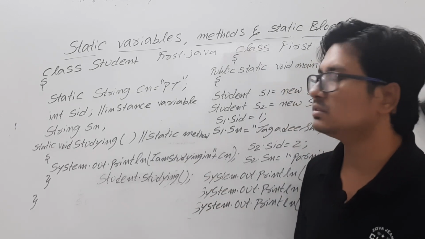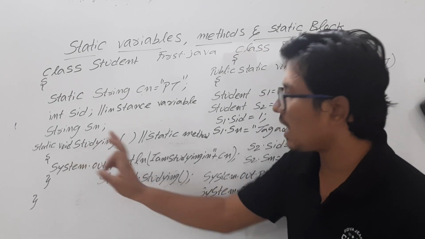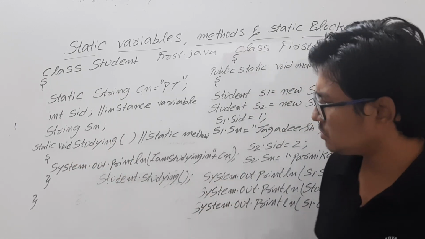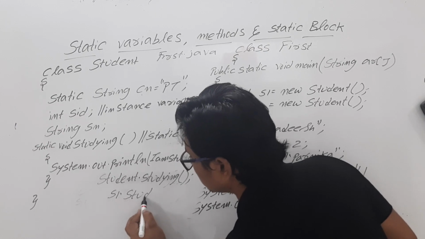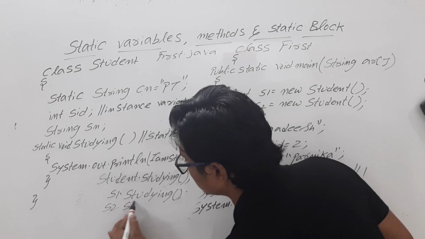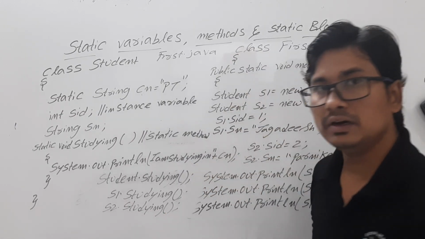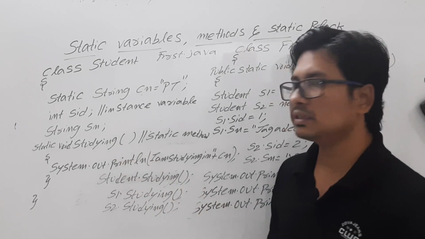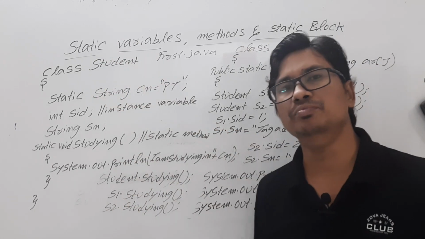Now the point is, can I access the static method using the objects? Yes, you can do it. You can simply write s1.studying(). Similarly, you can write s2.studying() also. So the static method you can access with the help of a class name or with the help of the objects also.